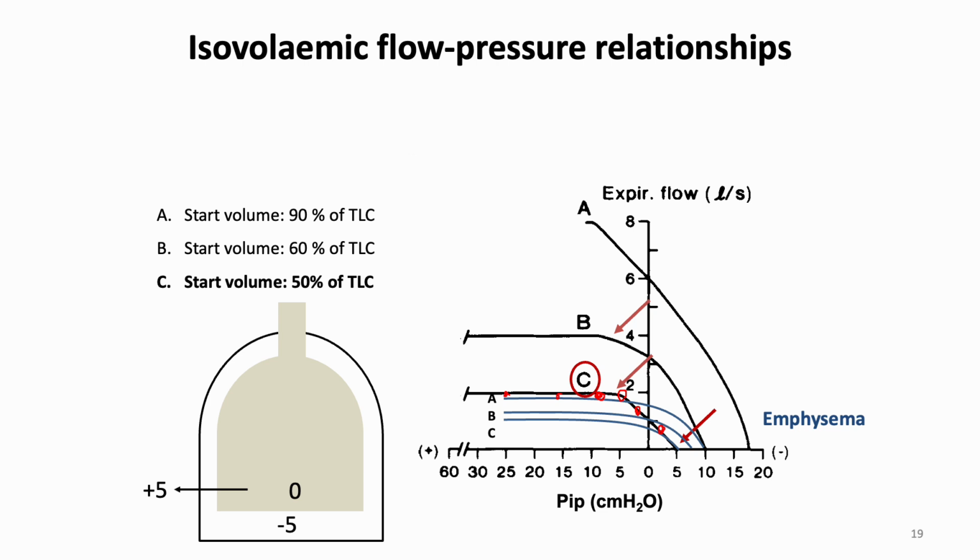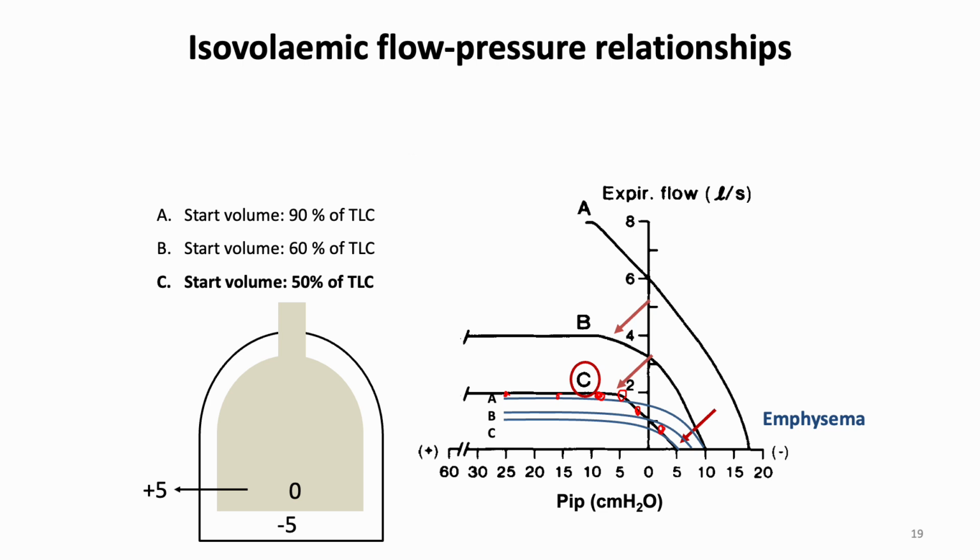These graphs are based on a paper by Donald Fry, and in the same paper he also performed similar measurements in patients with emphysema, and I've drawn them here as well. These are again A, B, and C. Again, it's approximately 90, 60, and 50% of total lung capacity. And what this shows is, one, much lower flows are reached in a patient with emphysema, which corresponds with the fact that they have increased airway resistance.